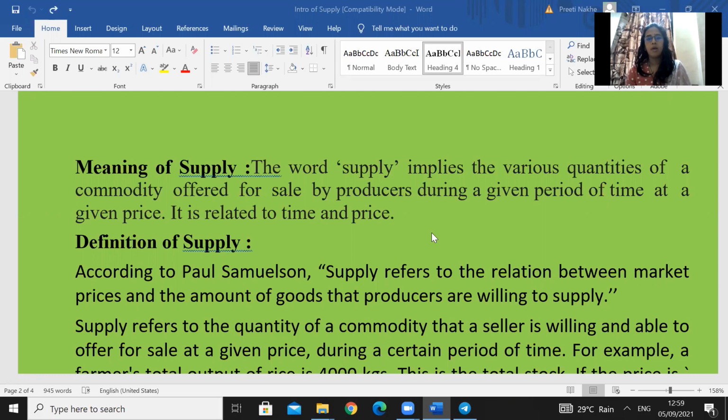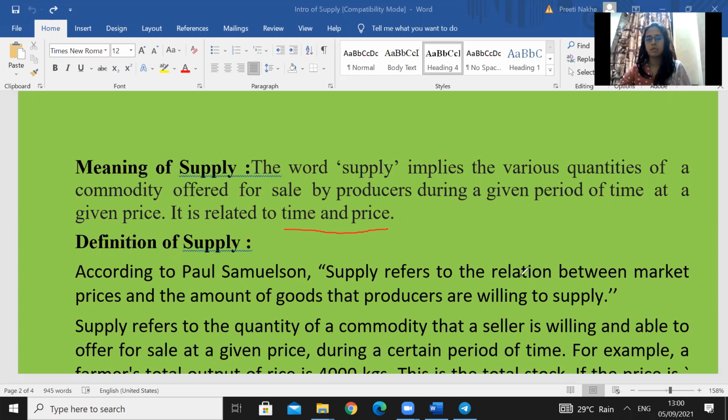Meaning of supply. The word supply implies the various quantities of a commodity offered for sale by producers during a given period of time at a given price. It is related to time and place. It's a relative concept and we always express it in terms of place and time. So that is the definition of supply.